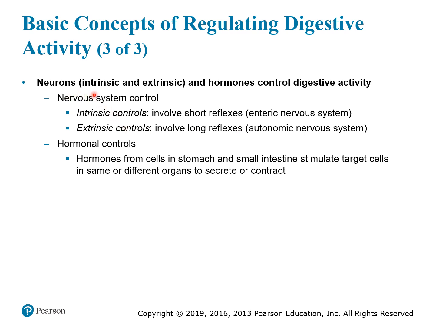And then the neurons, the intrinsic and the extrinsic, and the hormones control the digestive activity. In the nervous system, the intrinsic controls have short reflexes. Extrinsic controls involve the long reflexes, and then there are hormonal controls. Hormones from cells in the stomach and small intestine stimulate target cells in the same or different organs to secrete or contract. So there is nervous control, and there is also hormonal control.